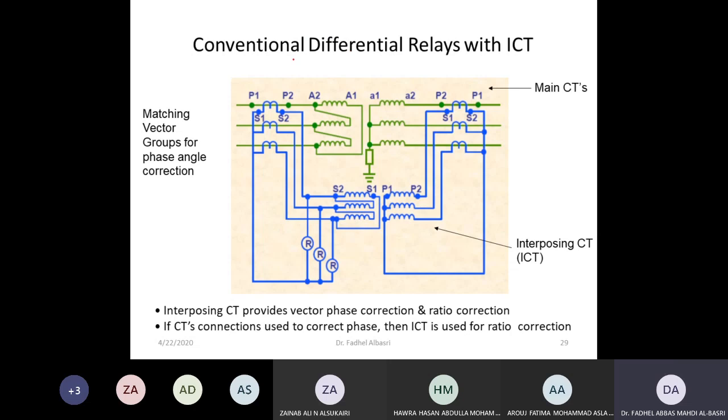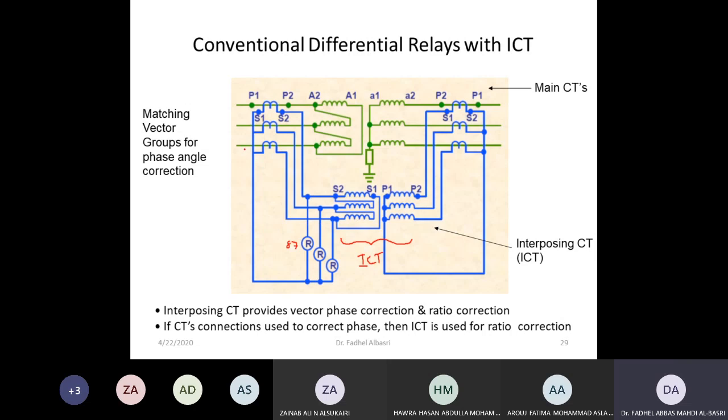However, this is now in electromechanical relays, so we would use interposing CT. This is the interposing CT, ICT, to correct phase and magnitude. These are the main transformers, and these are the main CTs, and these are the differential relays, which is the 87 relay.